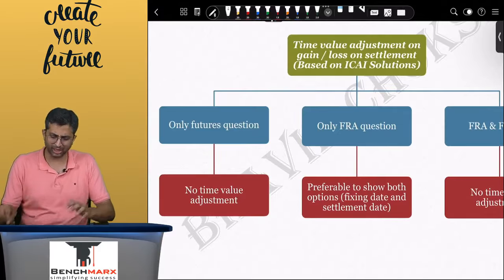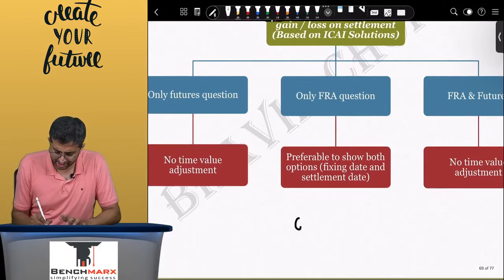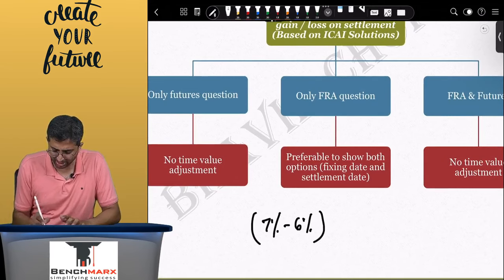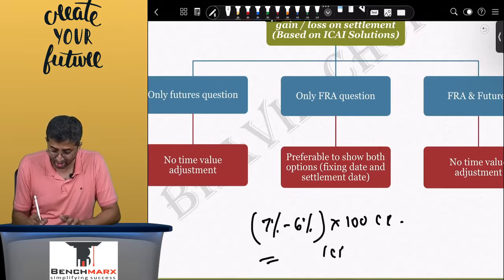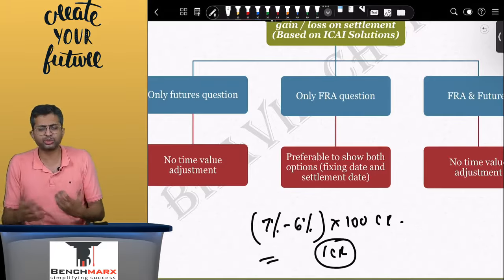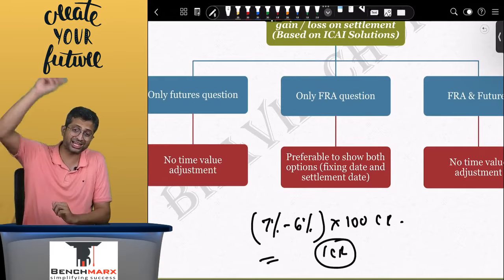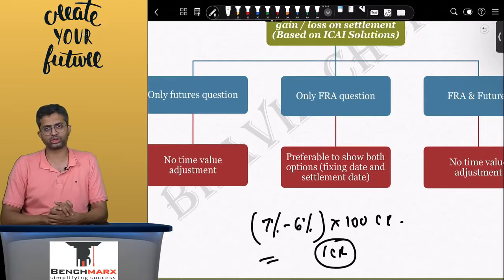Sir, what do you mean by time value adjustment? Well, if the FRA rate is 6% and let us say at closing the rate has become 7%, so 7 minus 6 into let us say 100 crore is the FRA amount, so this is 1 crore. But this 1 crore is to be payable when? Well, it is going to be paid at the end of the loan tenure.